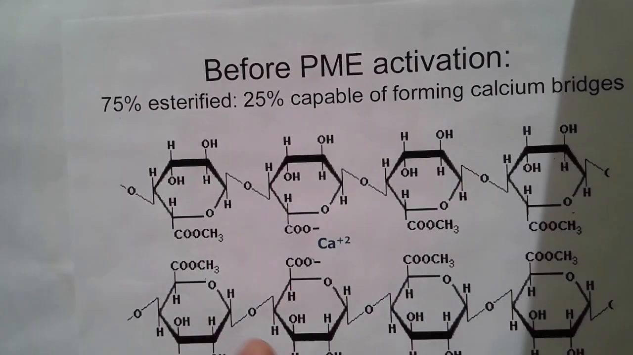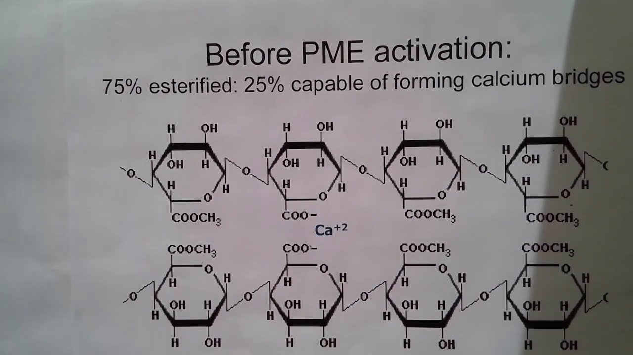So you're probably asking the question, why do I need PME to be active here? Why don't I just add calcium? Well, the simple answer is that calcium works a lot better to form these cross-links if PME has been activated in advance. So here's an example of what I mean.